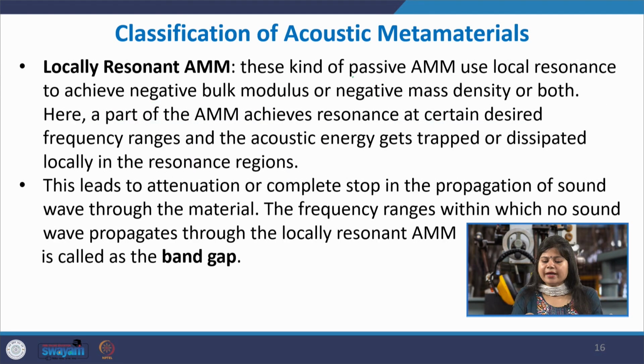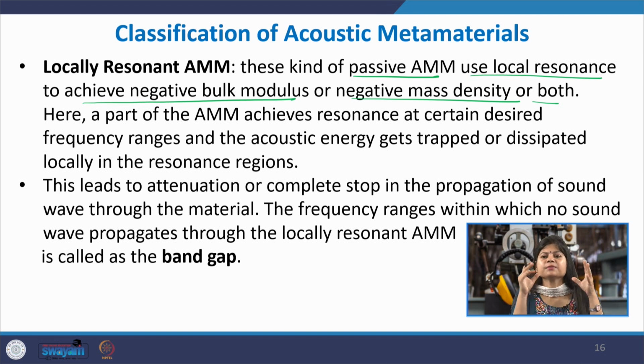So these are those kind of passive AMMs which use the principle of local resonance, and they are able to achieve this negative bulk modulus and negative mass density or both using that principle. So what it means is that basically if you think about a metamaterial as an array or as a periodic combination of individual unit cells or microstructures. Okay, so it is an assembly of unit cells.